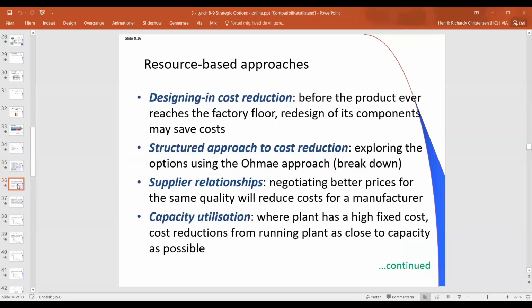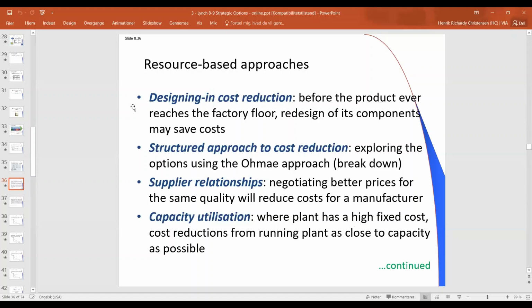Then we have some resource-based approaches. We have designing in cost reductions. Imagine that you are producing some product that takes a lot of manufacturing in your company, and you might have one machine who's the first machine that the product is going through, and the machine is bending the product. Let's say it's something that needs to be bended, and then you have to stack all the products again and take it to the next machine.